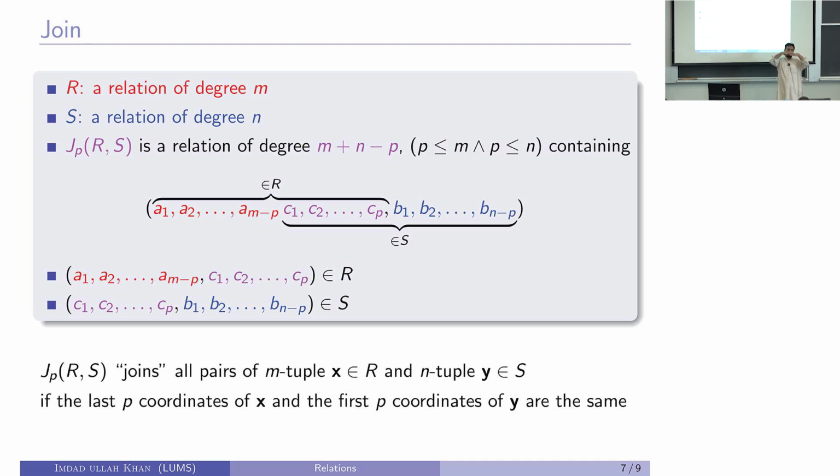If the last p here and the first p here are the same, you don't repeat those coordinates, and you write this m plus n minus p coordinates. Okay, keep this picture. I'm going to come back to this, but is this clear? It's JPRS, the join, and the p is the number. Join for p number, RS is another relation which combines things like this. I'm going to give you an example.